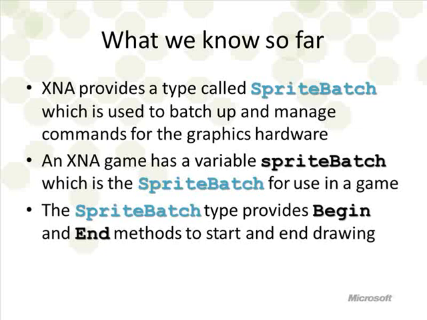That'd be worrying. SpriteBatch is used to batch up and manage commands for graphics hardware, and we keep a copy, a variable of this type. Now this is a bit confusing because SpriteBatch is the type, okay, and then spriteBatch with a little s is the actual variable, okay. So SpriteBatch is like the master class. It's the thing we want, and then an instance of that, the actual sprite batch we're using, has a little s.